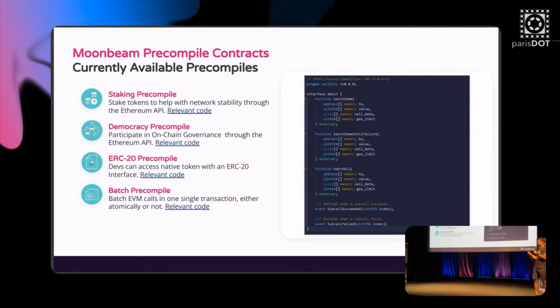With a batch precompile, the developers can actually batch these two Ethereum transactions, or EVM transactions, into one. And you can actually do this for 10, 20, as much as the gas allows you to do it.